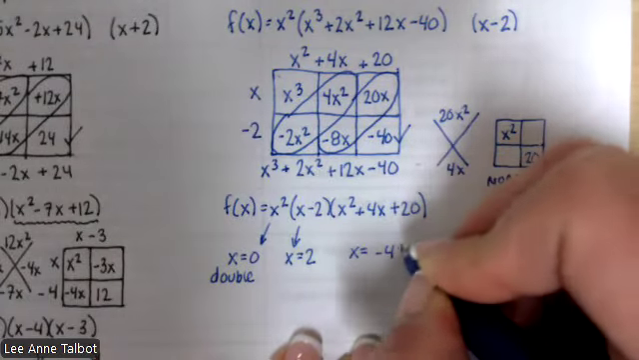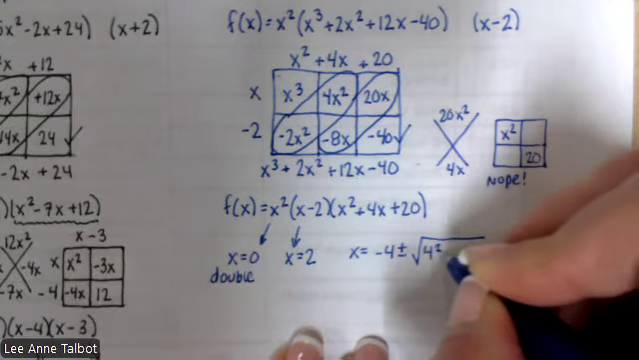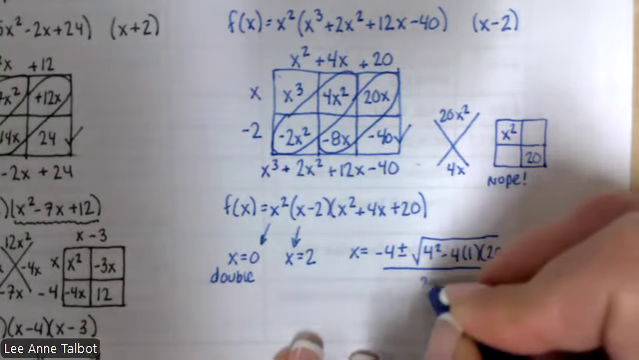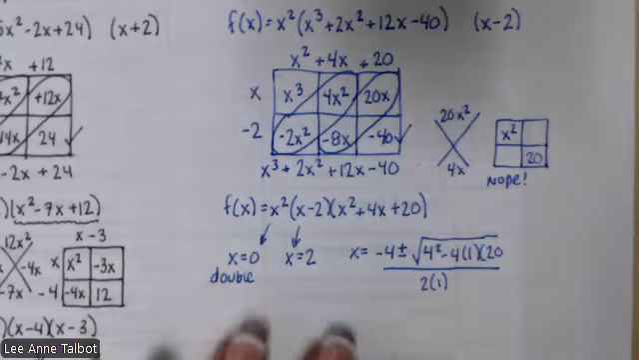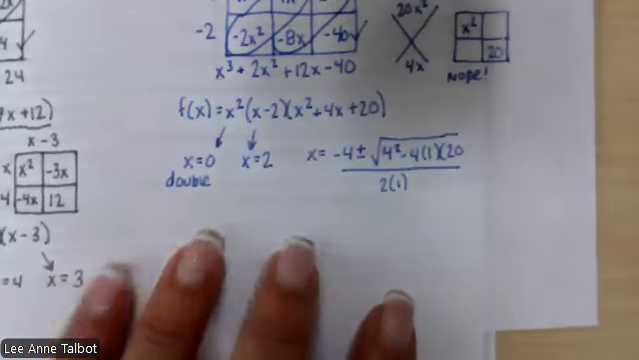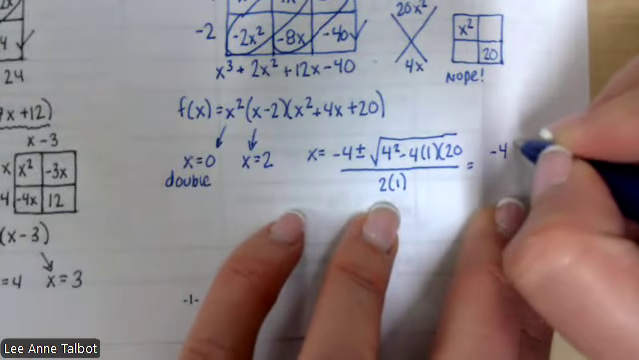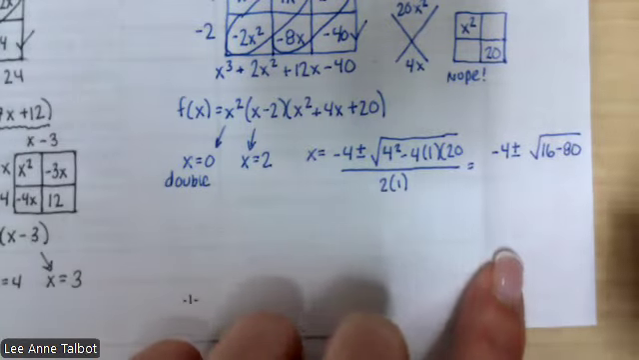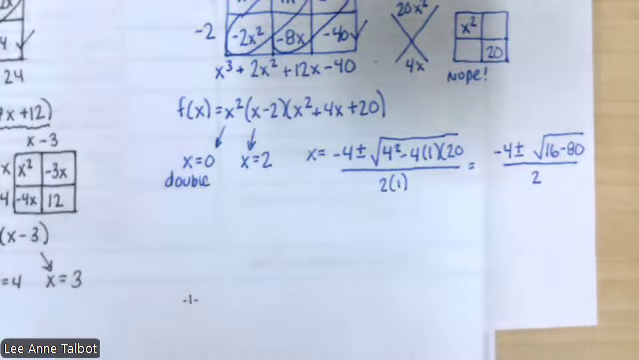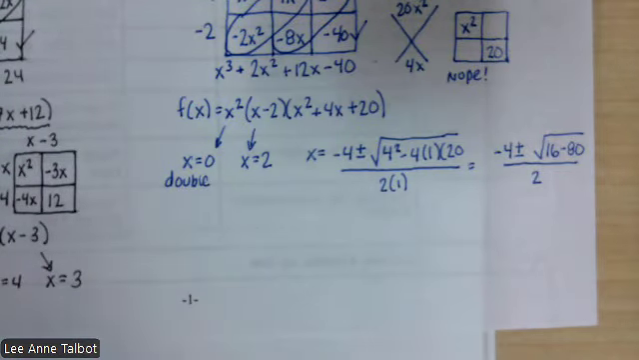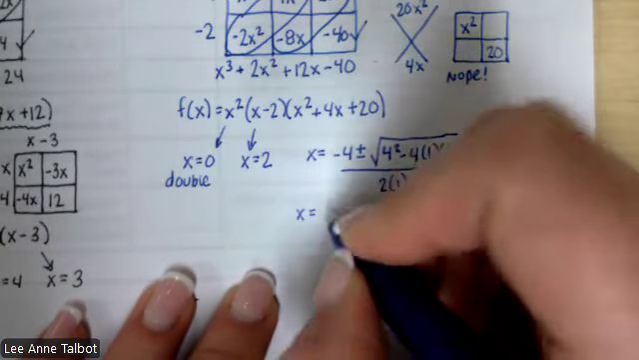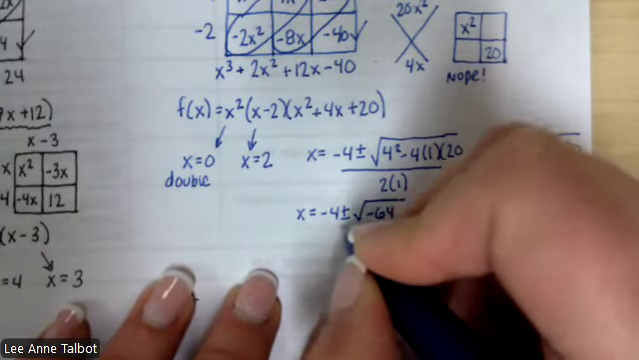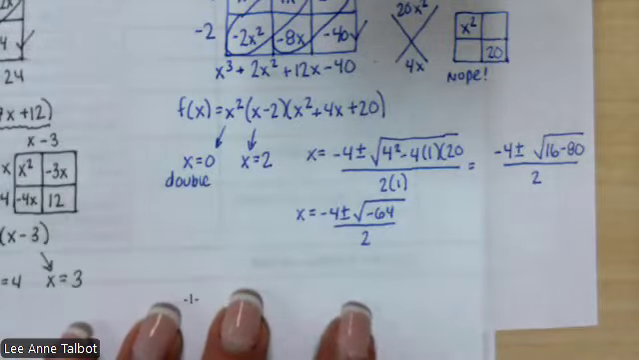X equals negative b plus or minus square root b squared minus 4ac all over 2a. Equals negative 4 plus or minus square root 16 minus 80 over 2. Sixteen minus 80 is negative 64. Hey, that's good news. That means I don't need to do the tree.